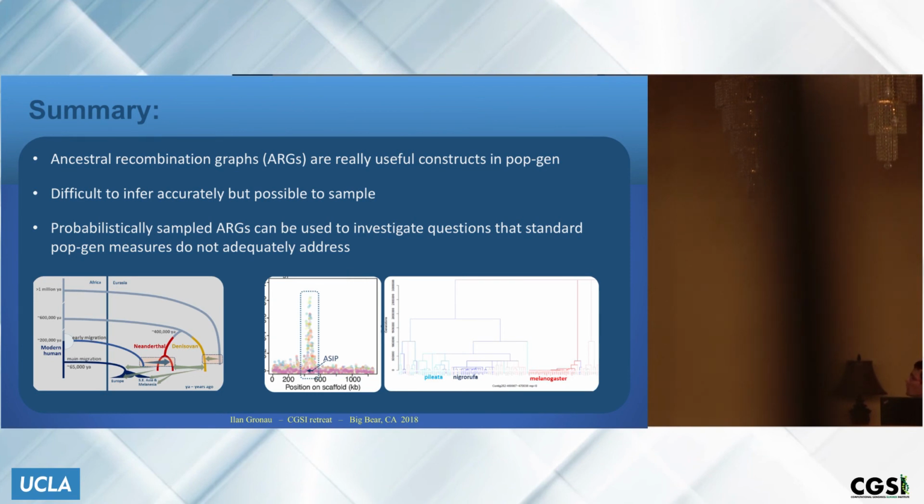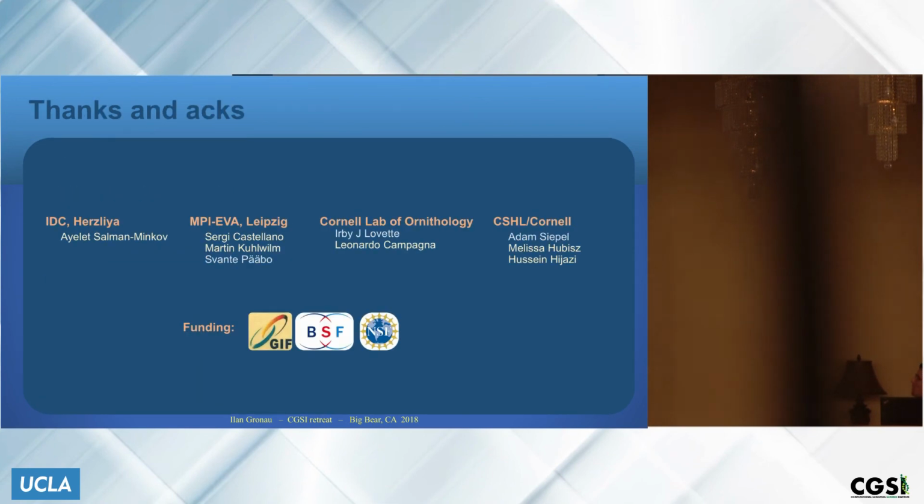So just to recap what we saw, ARGs are really cool. They're very complex, but not impossible to infer. And if you know what to ask them, if you know what features they can infer with high confidence, they can give you really cool information, and you can use it to understand population history and selection as well.